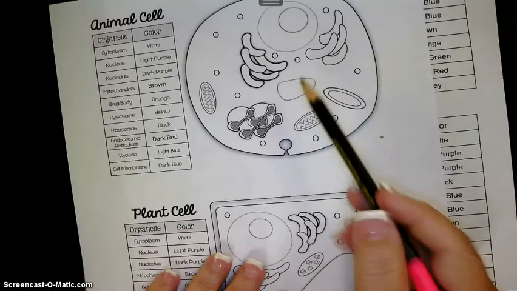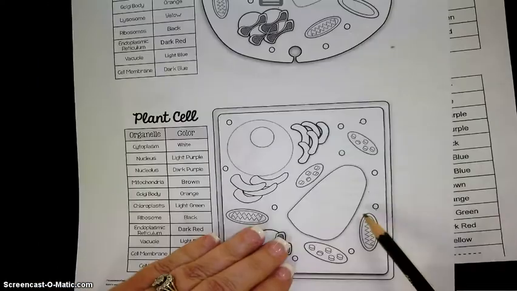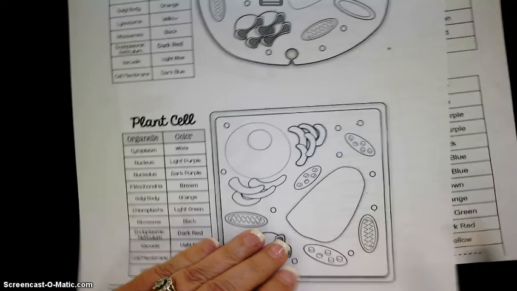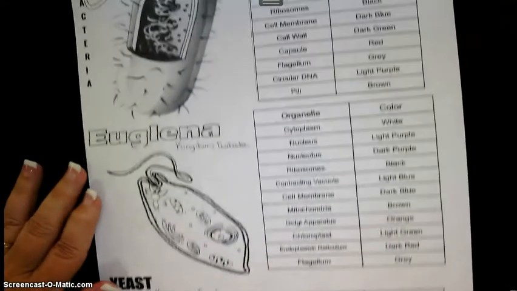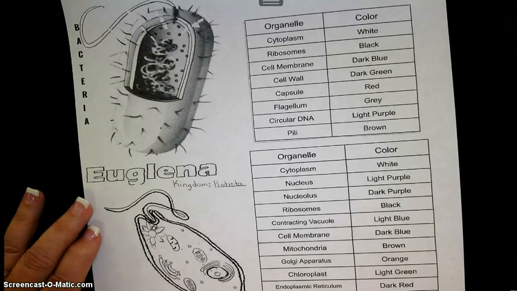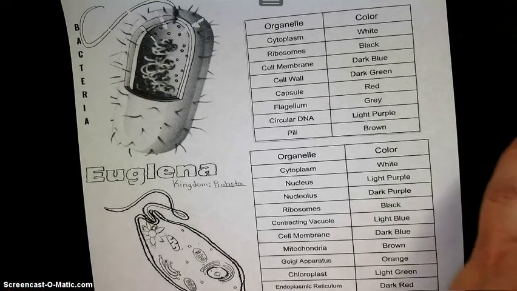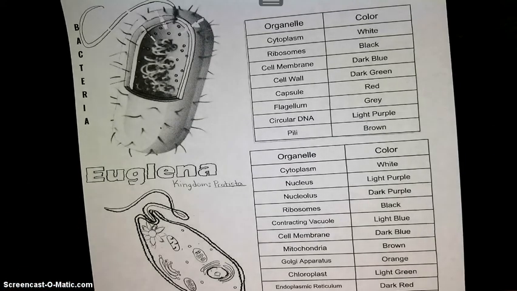And then we have an animal cell and a plant cell. So we're going to color first the things that all cells have. So you're going to need some map pencils, and the first one that you're going to need is dark blue.